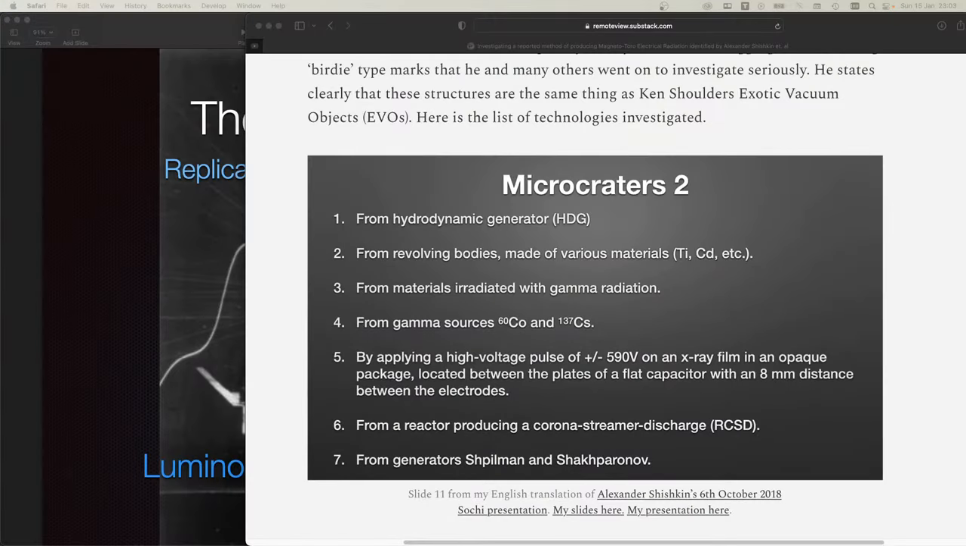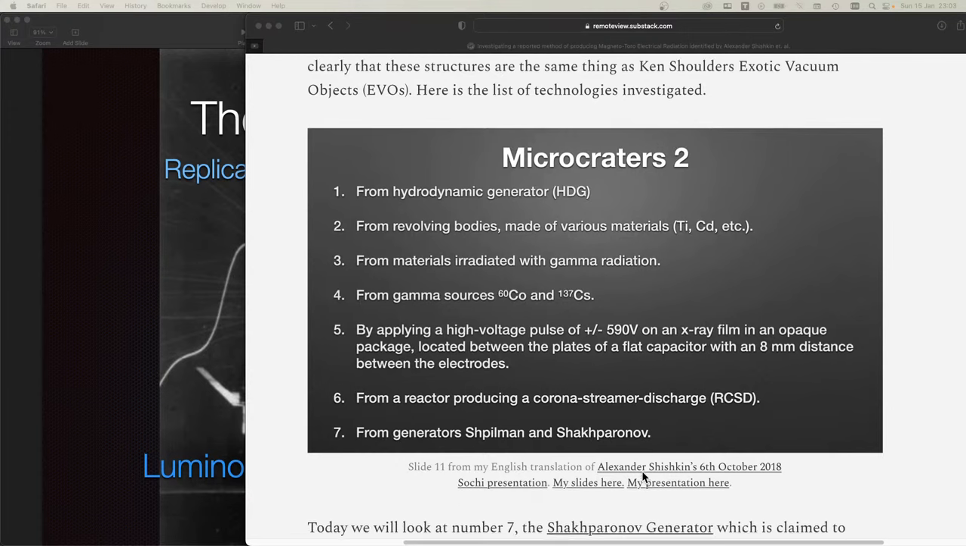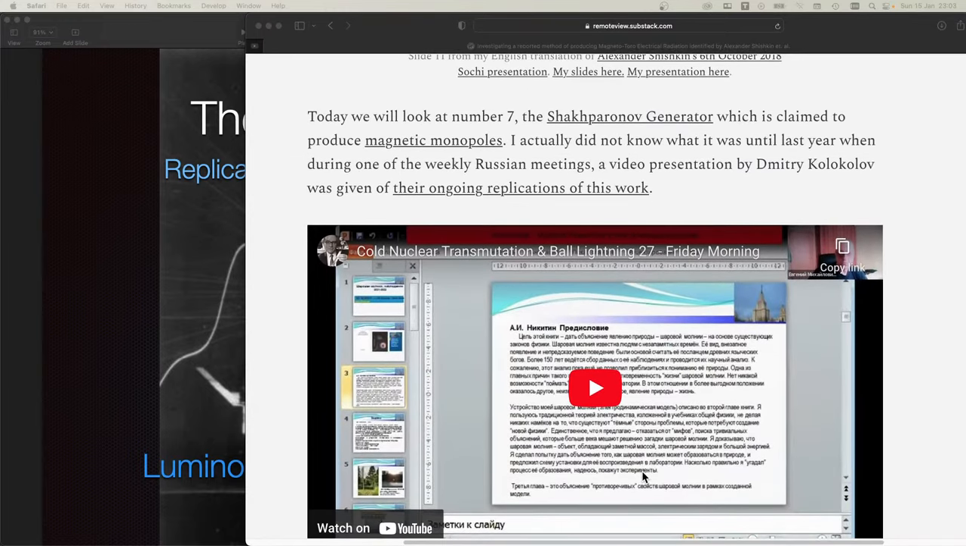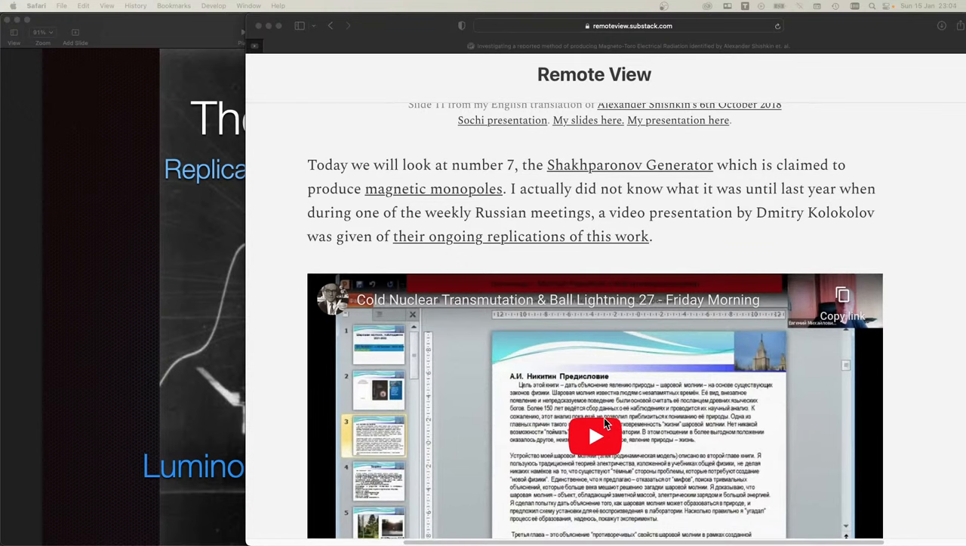And I didn't really know what this was, and you can't see it because I haven't got my whatchamacallit. So what I'm referring to is he didn't have this Shakhparonov, because when I originally translated this, the software that I used translated Shakhparonov, and I couldn't find any information about it. And basically what happened was last year there was a presentation given by one of the Russian researchers, and I've given the link here. And suddenly I realized what the Shakhparonov generator was.